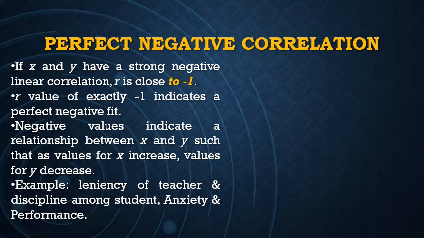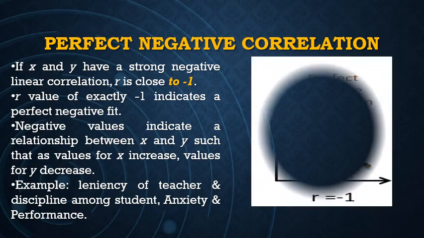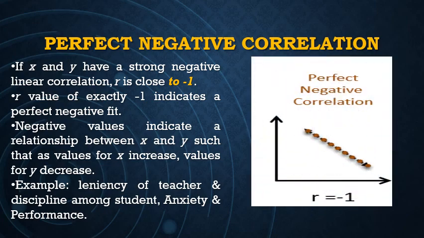The example: leniency of teacher and discipline among the students. As leniency of the teacher increases, discipline among students will decrease, meaning students will not be in discipline. Anxiety and performance: as anxiety increases, performance will go down or decrease. Fine. Okay, this is the diagram for the perfect negative correlation.